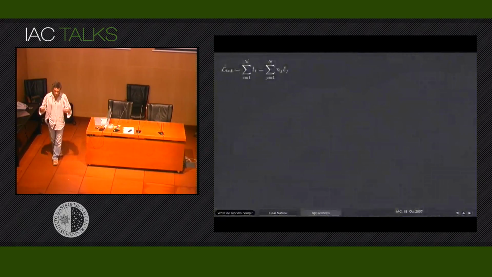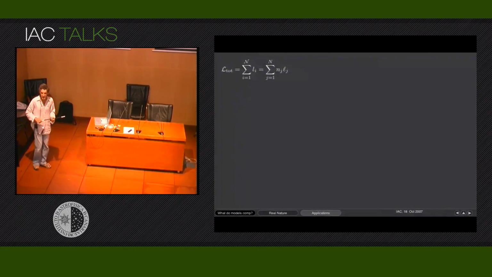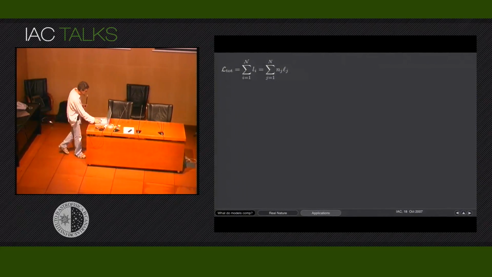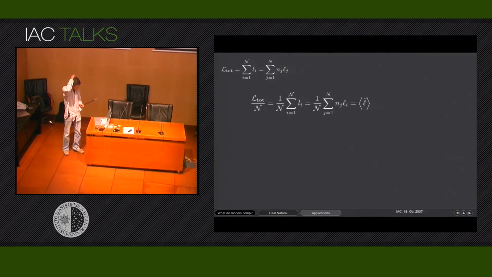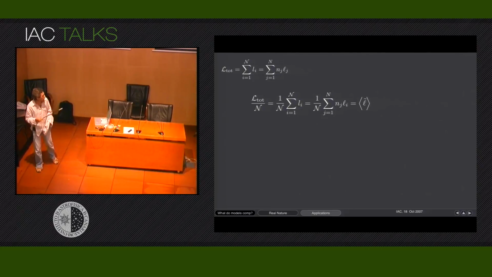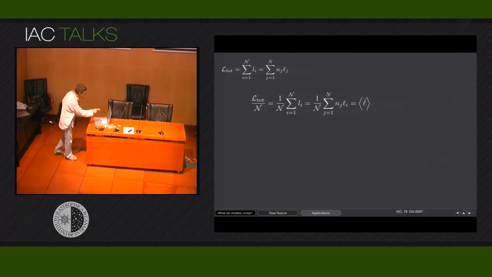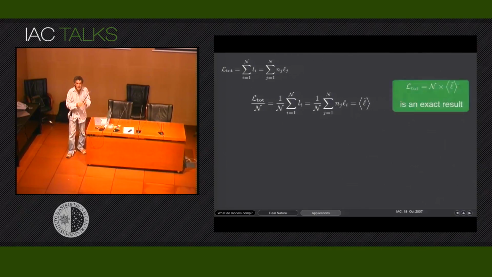Okay. Let's think. I'm going back to the very origin of the problem. We have the total luminosity is that, but one thing we can do is divide this by the total number of stars, for example. The formula is still exactly the same. Now, if you take the sum over all stars and divide it by the total number of stars, you obtain the average single star luminosity. And it is an exact result.